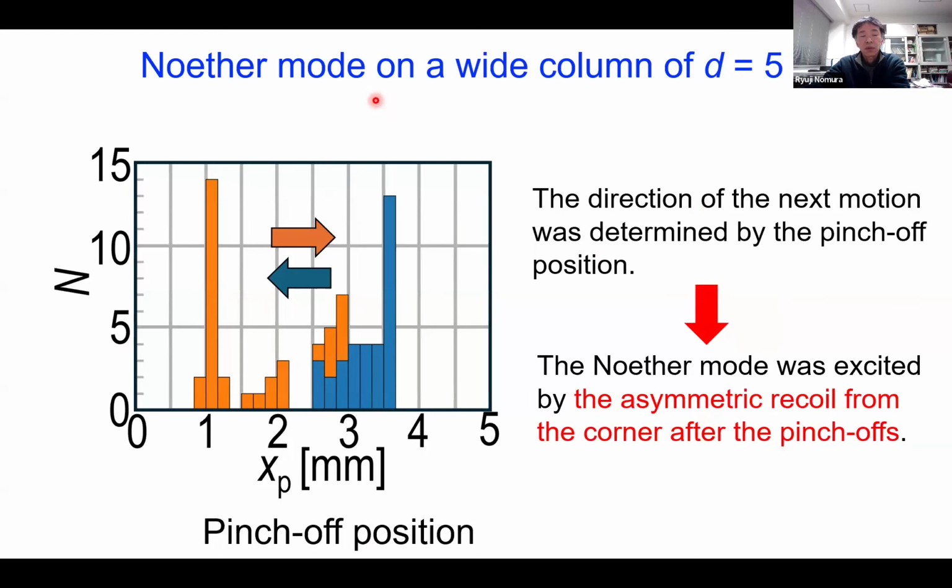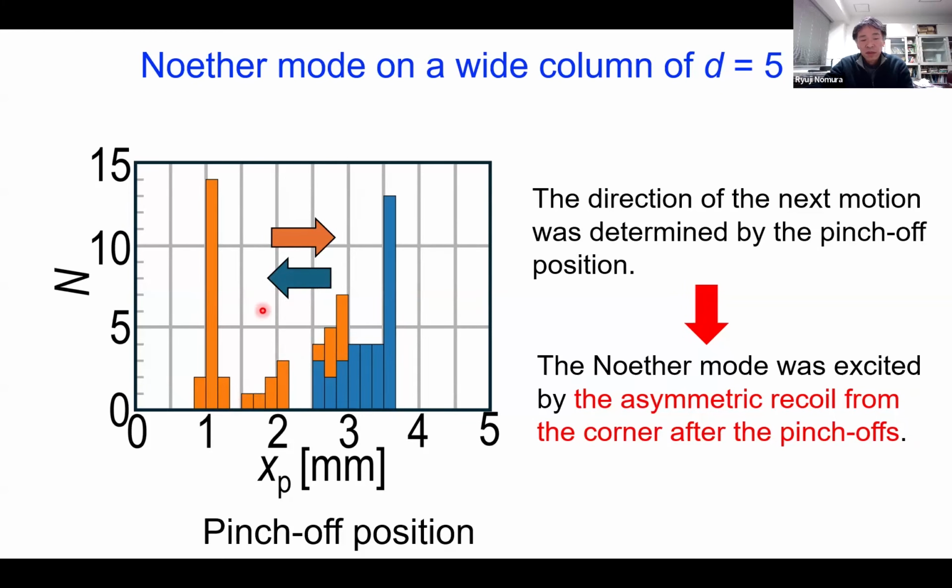And next, I'll show the direction of the motion. I'm interested in this because how the horizontal droplet motion is induced is very interesting. So this px is the pinch-off position. And this arrow indicates the direction of the following droplet motion. So this means that if the droplet is pinched off around the right corner, the next direction of the droplet motion is to the left.